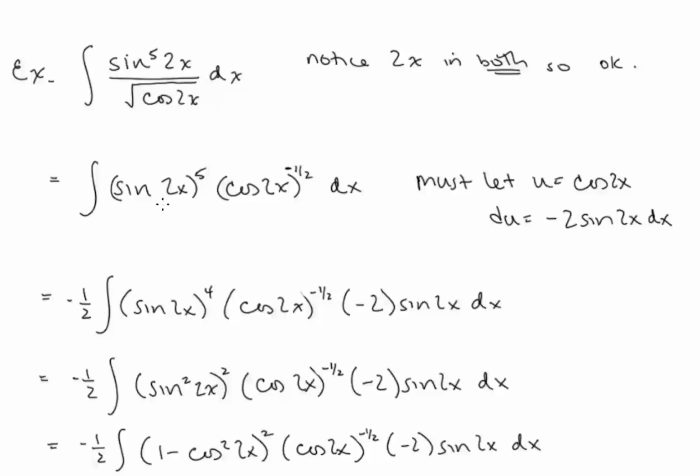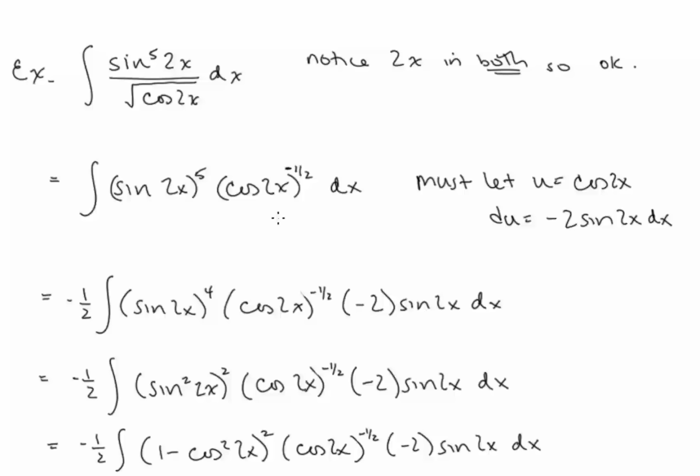And we look at this and we see two compositions here. We see sine of 2x taken to the fifth power and cosine 2x taken to the negative 1/2 power. Now, if we were to let sine 2x be equal to u, we would need a cosine 2x as part of our du, right? We would need 2 cosine 2x dx. But we only have cosine 2x to the negative 1/2 power. We don't have it to the first power here. So that's not going to work.